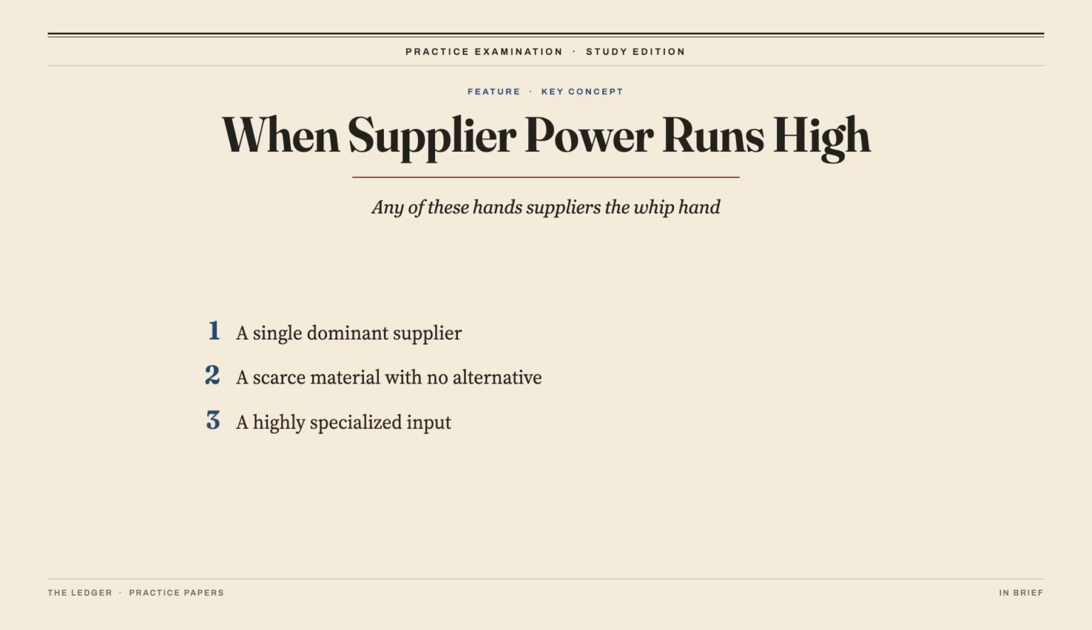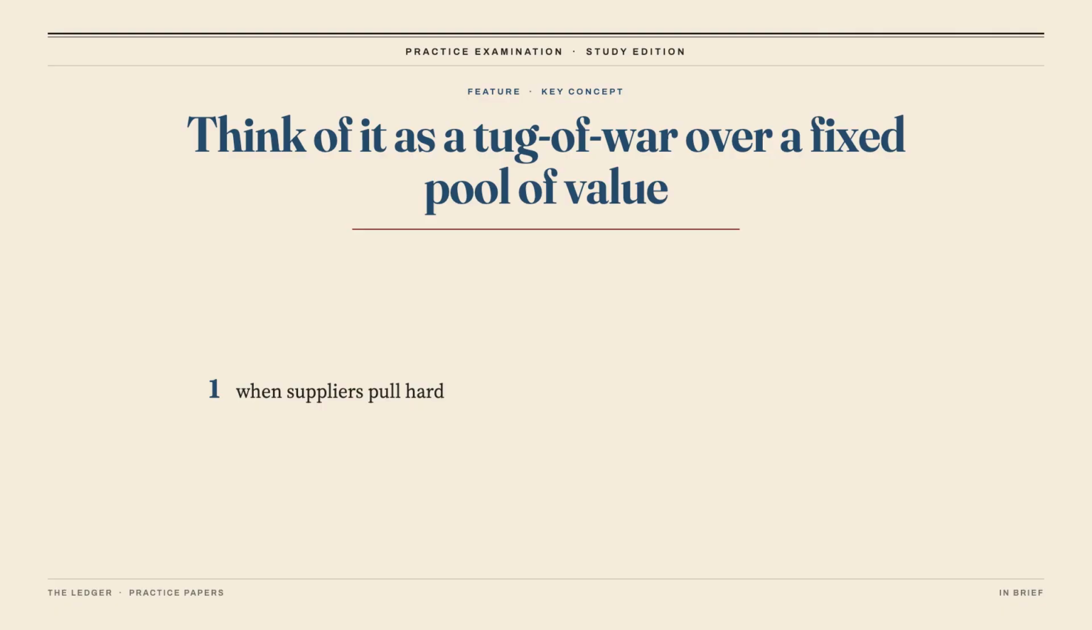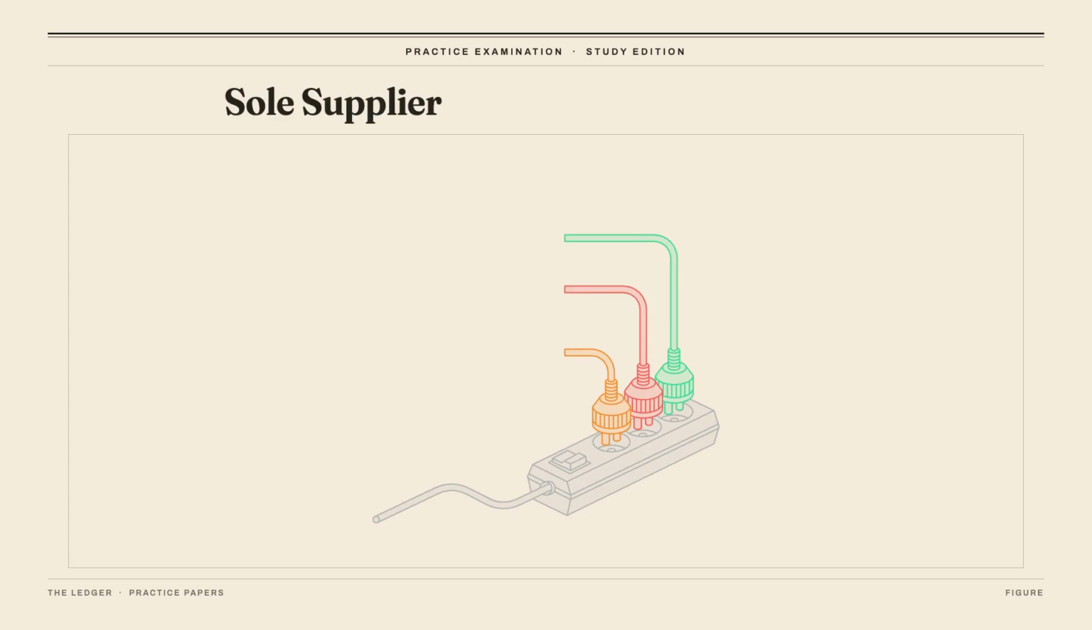In the extreme, a sole worldwide source of an essential material can dictate price and delivery terms to every producer who needs it. The value created in a market is divided among everyone who touches it, and a powerful supplier simply takes more of that value through higher prices or harsher terms. Picture it as a tug of war over a fixed pool of value. When suppliers pull hard, the industry share falls and margins fall with it.